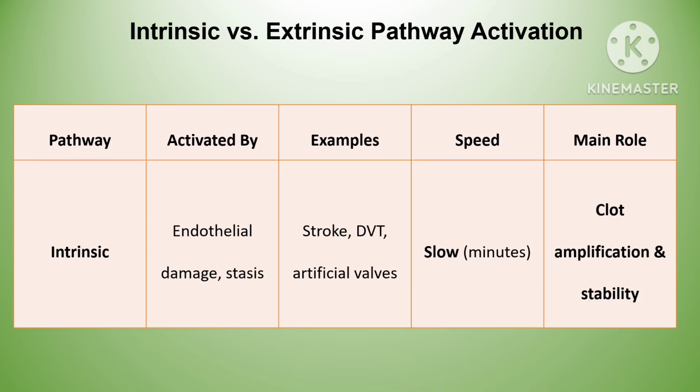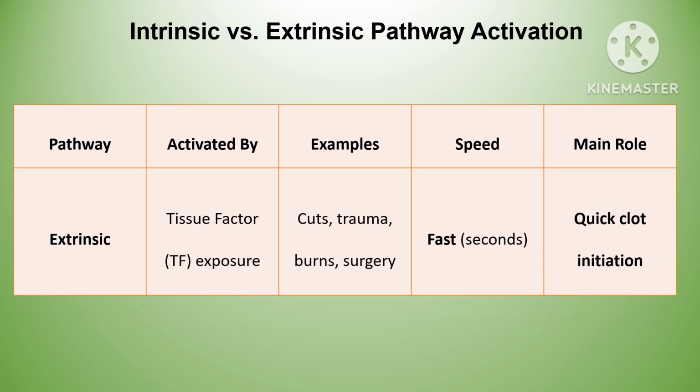The intrinsic pathway is required when the damage is to the inner surface of the blood vessels without any external injury. Examples of activation of this pathway are plaque rupture in arteries, as in heart attack and stroke, blood stasis, as in the case of deep vein thrombosis, artificial surfaces like heart valves, dialysis or catheters, or autoimmune disease like antiphospholipid syndrome.